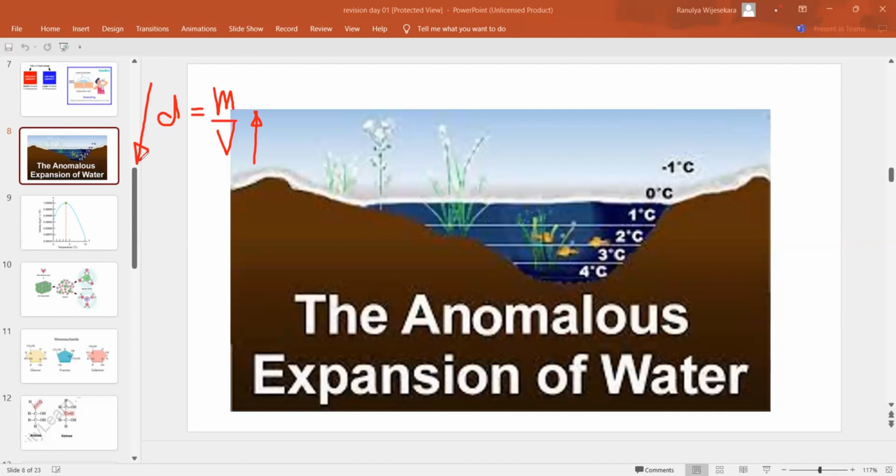ඉඳන් මේ 4 වලින් නම් 0 වලට තව temperature එක අඩු වෙද්දි මොකද වෙන්නේ? Density එක decrease වෙනවා. So you know 0 degrees Celsius is the freezing point of water. Right? So at 0 degrees Celsius, liquid water turns to ice. So due to that reason, the density of ice is lower than liquid water. Right? That's why ice floats on water.